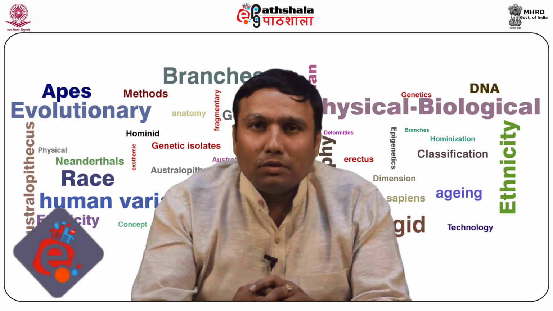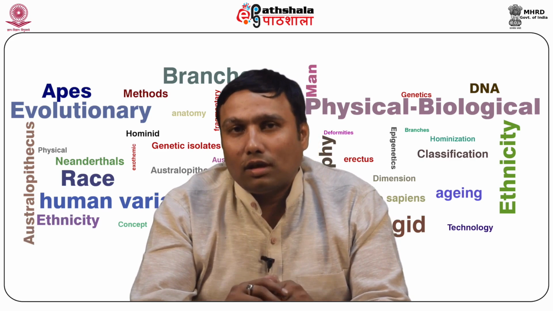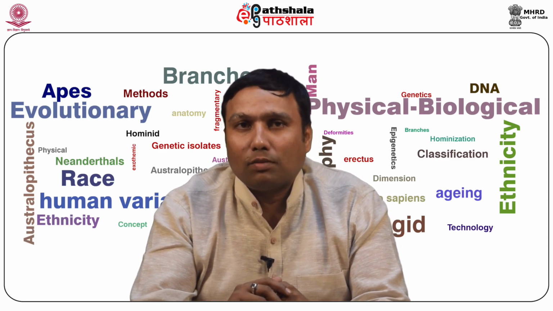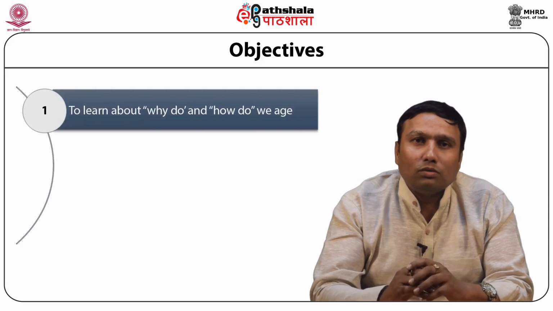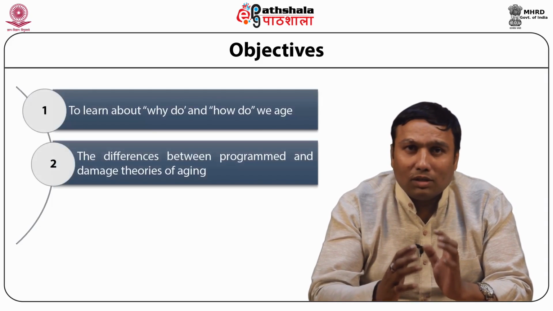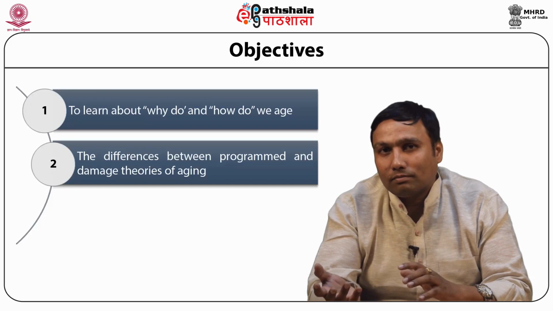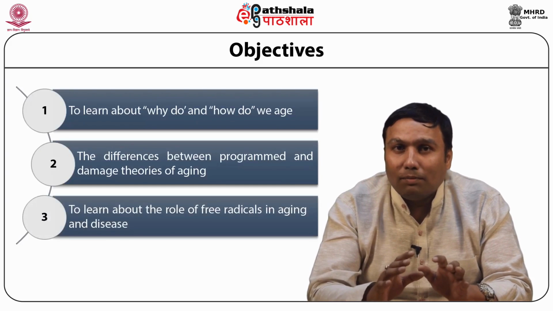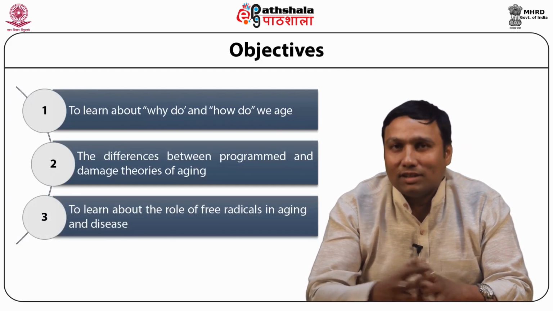Today we are going to discuss an important module entitled Theories of Aging under the paper Biological or Physical Anthropology. In this paper we are going to learn about why and how we age. We also try to find out the difference between programmed and damage theories of aging, and try to learn about the role of free radicals in aging and diseases.